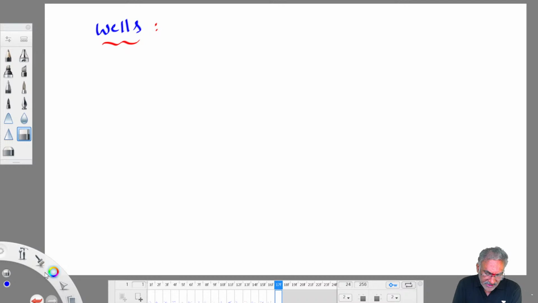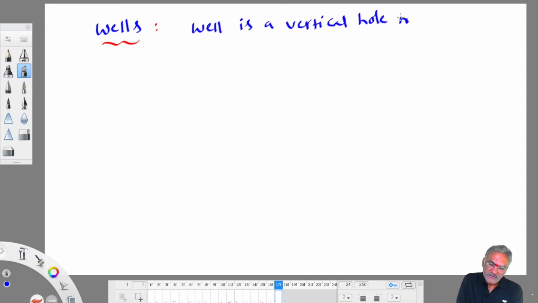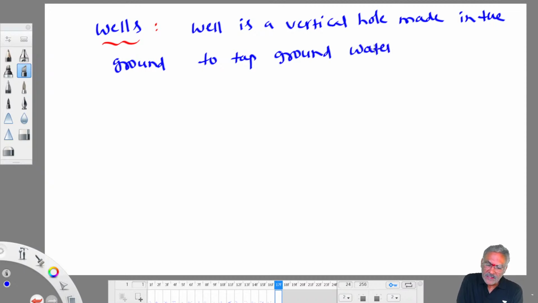So if at all you want to construct infiltration wells or infiltration galleries, you have to go to the river bed or river bank, not everywhere. But wells can be had anywhere. So well is a vertical hole made in the ground to tap groundwater. Groundwater is different, seepage water is different.